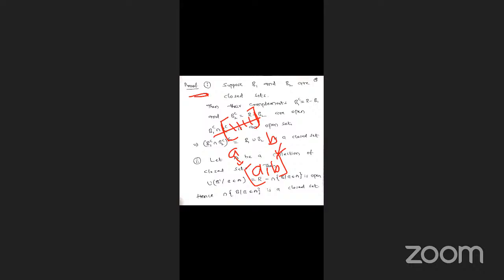Here we are taking two closed sets. That is, B1 is the first closed set and B2 is the second closed set. Here we are taking the complement. B1 complement, B1 power C, means B1 is a closed set, so B1 complement is an open set. You can write R minus B1.